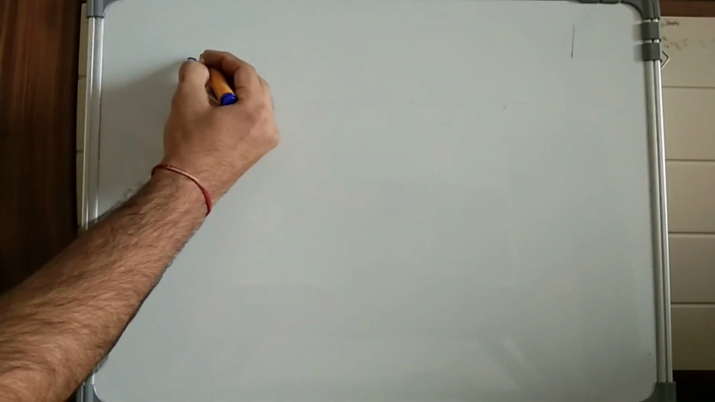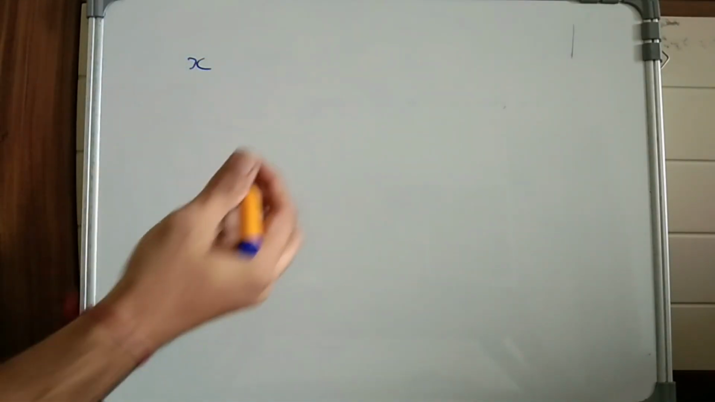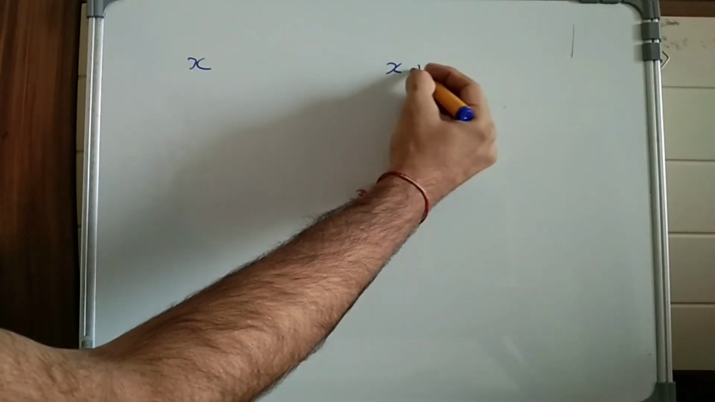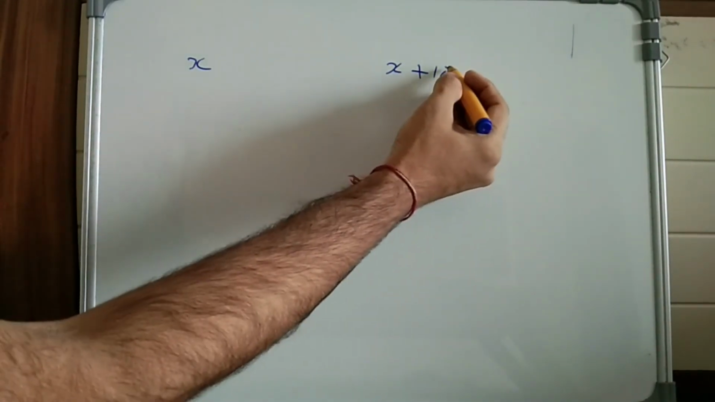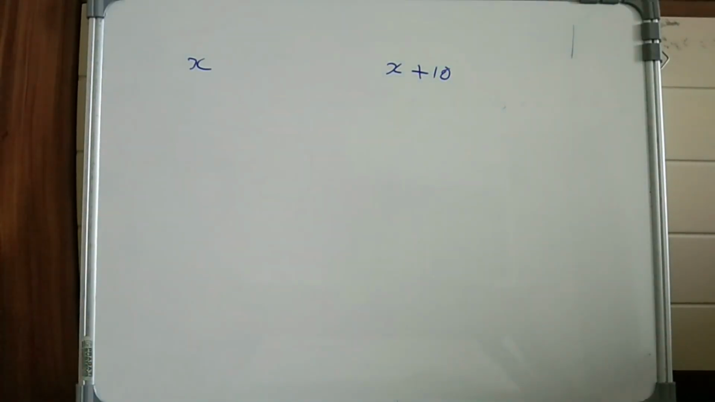So let the initial employees be X and 10 employees are joining. So let the final employees be X plus 10. The time is given to be two-thirds, so I can say the employees have to be increased by 3 by 2 times, because the time is decreasing by two-thirds, so employees have to be increased by 3 by 2 times, just the reciprocal of this ratio.